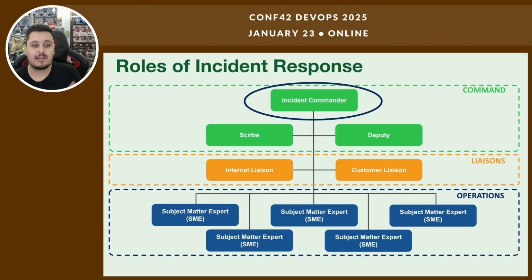Next, underneath the incident commander, we have the scribe and the deputy. The scribe is responsible for documenting the timeline of the incident as it progresses. And the scribe is also responsible for making sure that all the important decisions and data are captured and can be later reviewed. At PagerDuty, we use Slack to keep an internal record of major incidents, and the scribe will post in the specific channel for this incident to record the live progress of the incident.